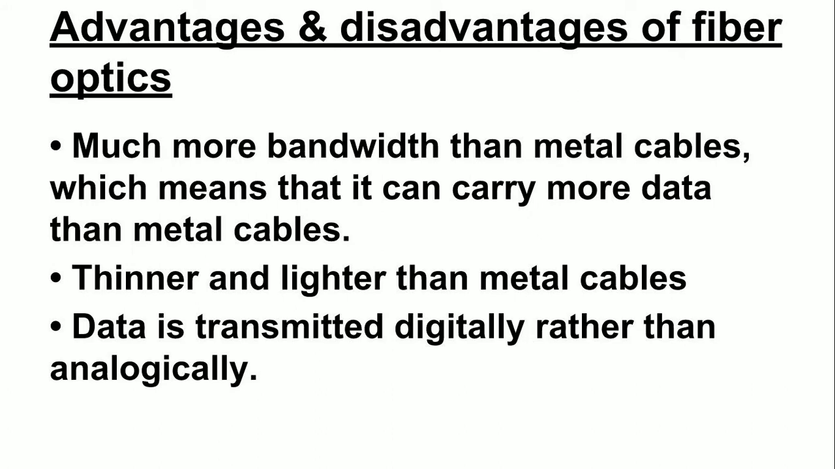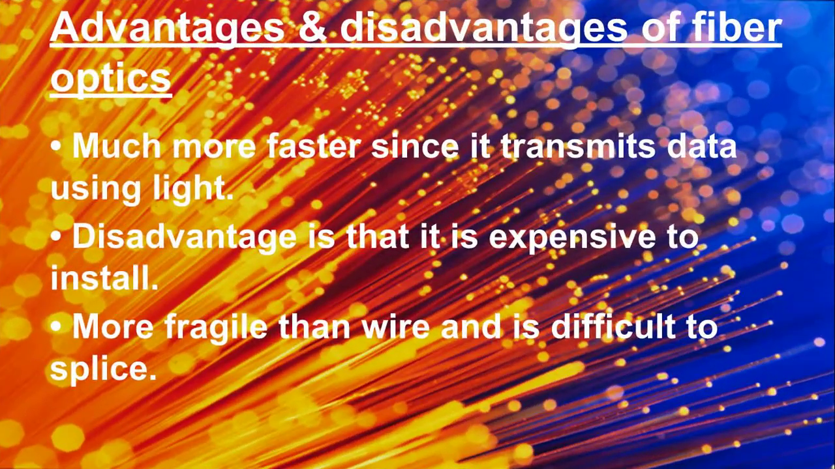Advantages and disadvantages of fiber optics. Fiber optics have much more bandwidth than metal cables, which means that it is able to carry more data than metal cables. It also is thinner and lighter than metal cables, and data is transmitted digitally rather than analogically. Fiber optics also are much faster since it transmits data using light.